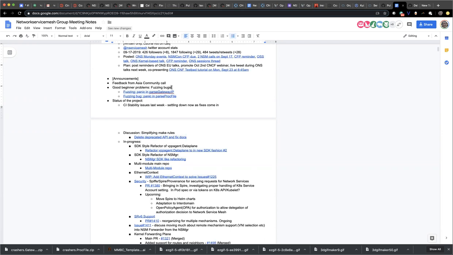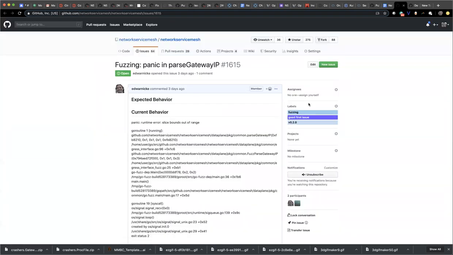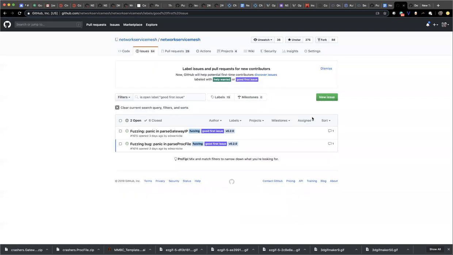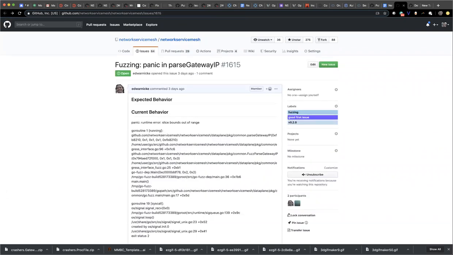Nice. And so how would a person find those fuzzing bugs? Is there a tag on the repo or? Well, there is a link here. And then there are also tags. I've labeled the bugs with fuzzing and with good first issue. So you can find it with either one of these tags as well. Cool.